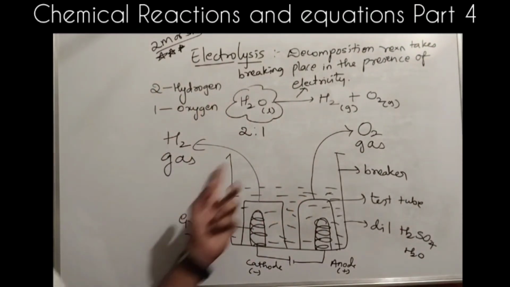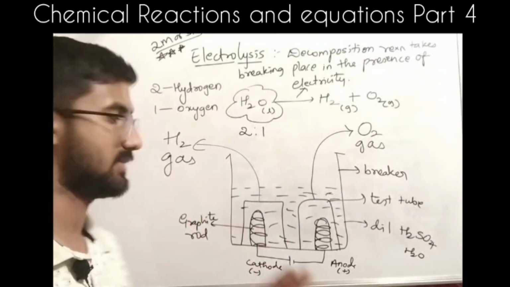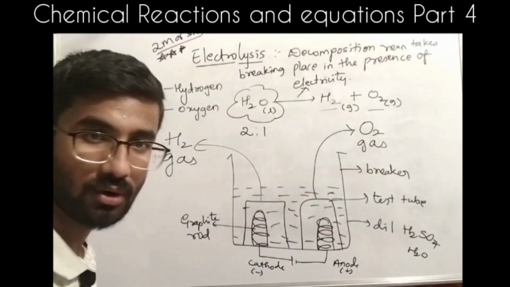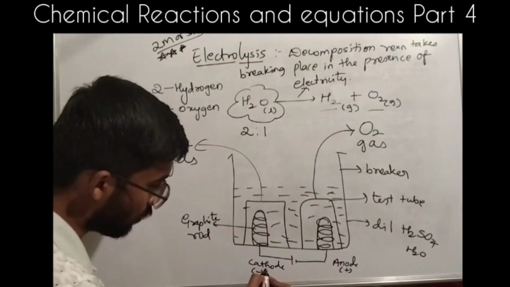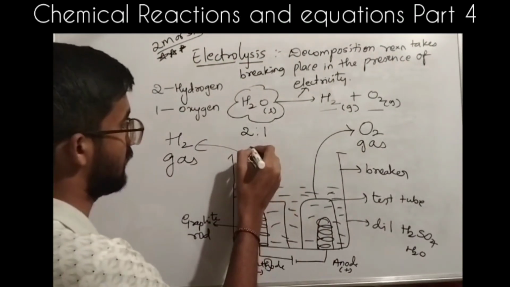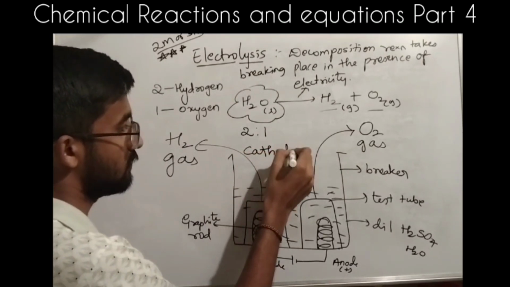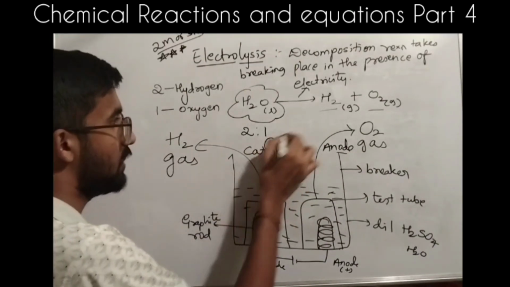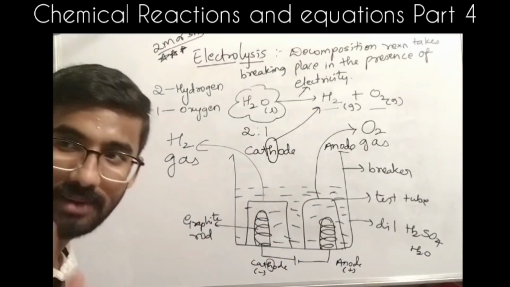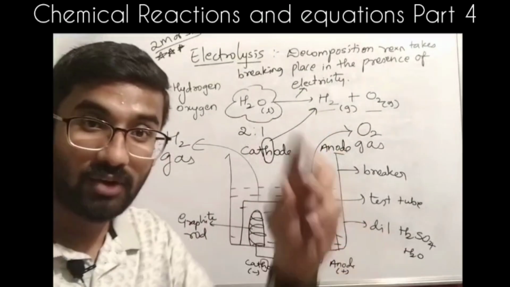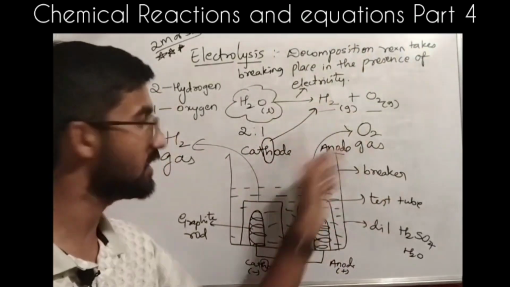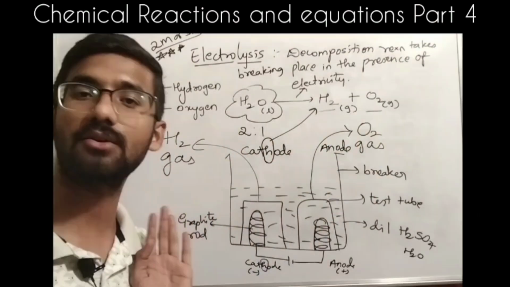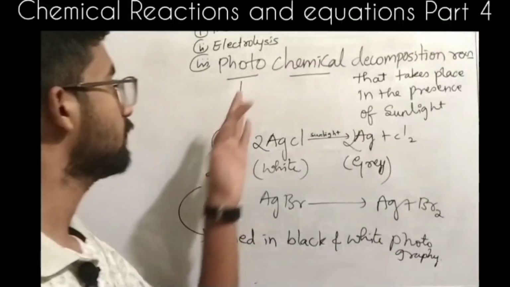The setup you should draw, with the gases where, and one more trick I want to tell you guys. Sir, how can we remember which gas is going to which electrode? Simple, yaar. See, cathode has H. Let me write here: cathode, and this is anode. Cathode has H, and hydrogen starts from H. So you can remember that H goes with H, then the hydrogen gas is going to the cathode and oxygen is going to the anode. Simple trick. Third type, photochemical decomposition.